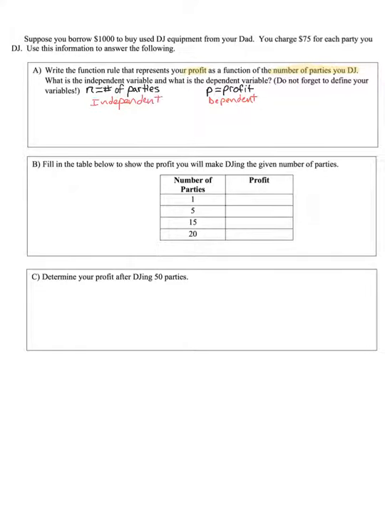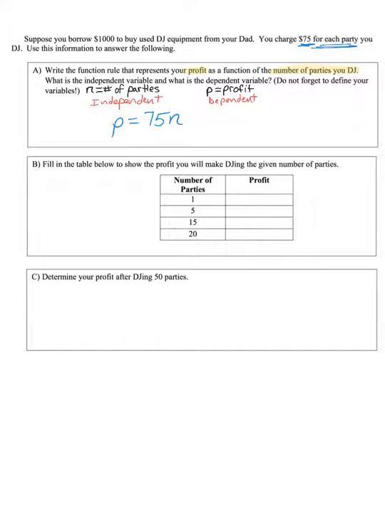Okay, we now want to write a function rule that represents this situation. So, since profit is our dependent variable, it will go by itself on one side of our equation. And we have two pieces of information to think about: the amount of money that we're making and the amount of money that we still have to pay back to our dad. So, let's start with the amount of money that we're making. Since it says up top we are charging $75 for each party, if we take the value per item, or $75 per party, and we multiply by our number of parties, n, this now represents the amount of money we make from DJing n parties.